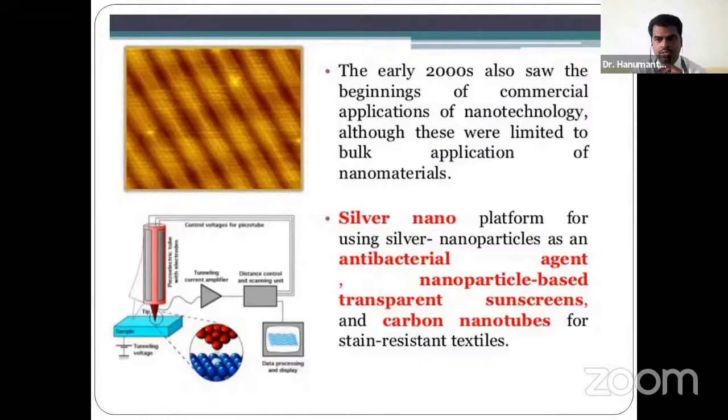One example I can give is that you might have seen some textiles where, if you put a drop of water on it, it rolls off and is not absorbed at all. Why? Because that cloth has a nano surface. Even though it is man-made, the textile industry has used nanotechnology, which is why the water is not absorbed at all.